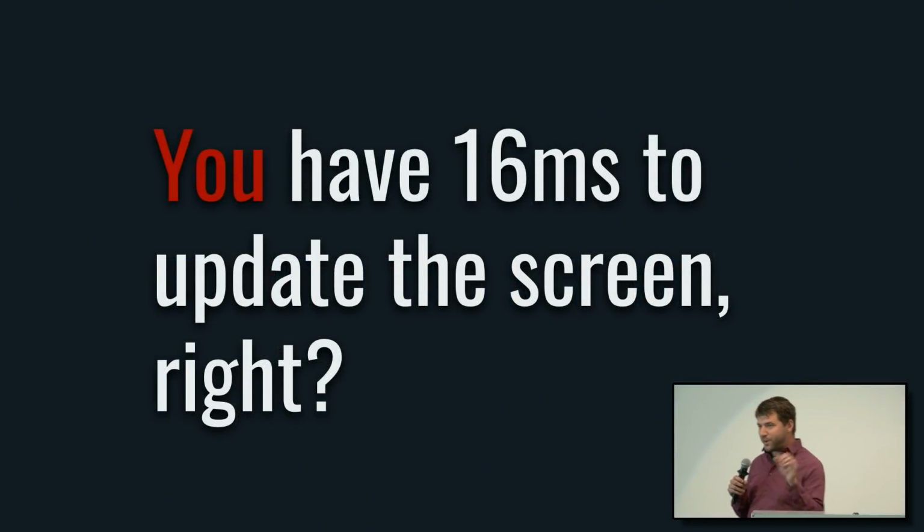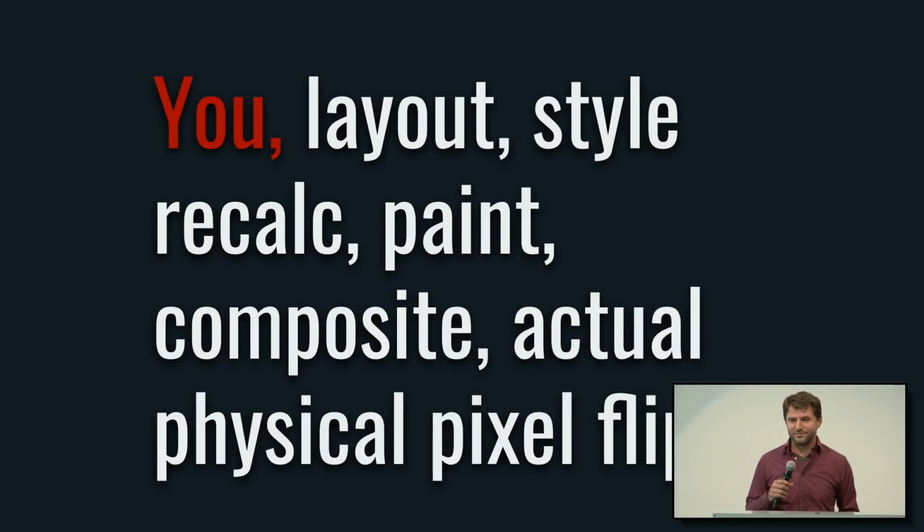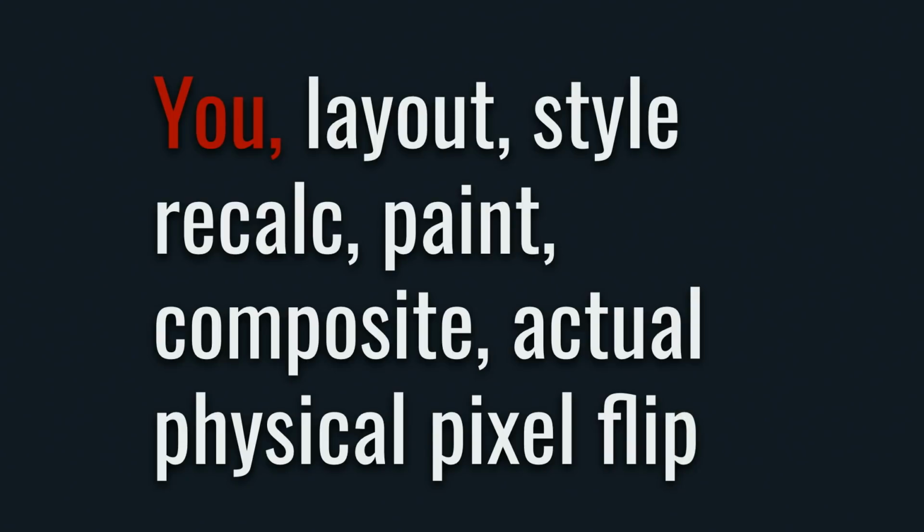So you have 16 milliseconds to update the screen, right? Well, that's not true, unfortunately, because there's a lot more that has to happen within that time. There's JavaScript, then there's layout, style recalc, paint, composite, and eventually we actually have to flip the pixels on the screen itself. That's a lot of stuff that needs to happen at 16 millisecond cycles over and over and over and consistently. So let's break that time down a little bit.